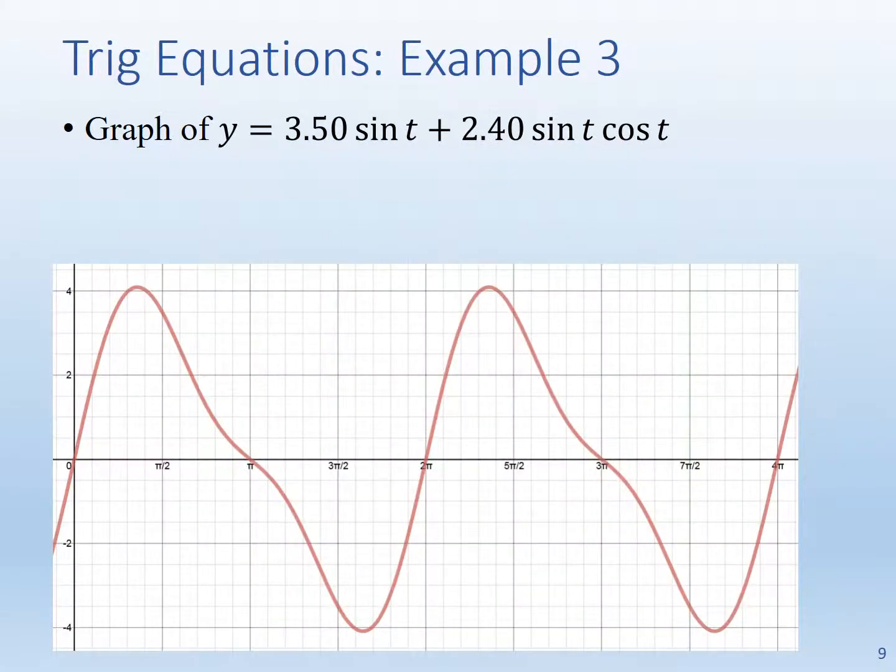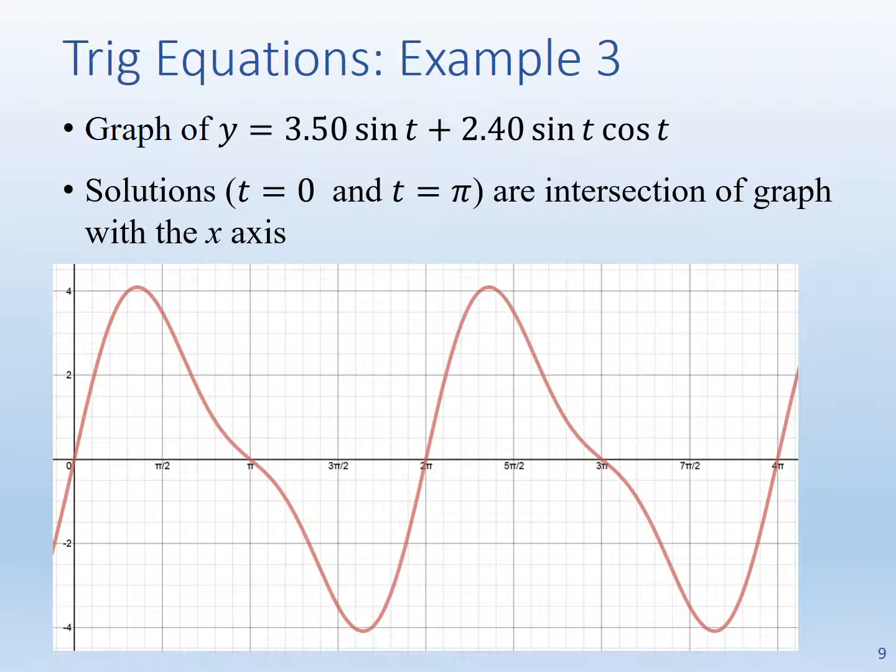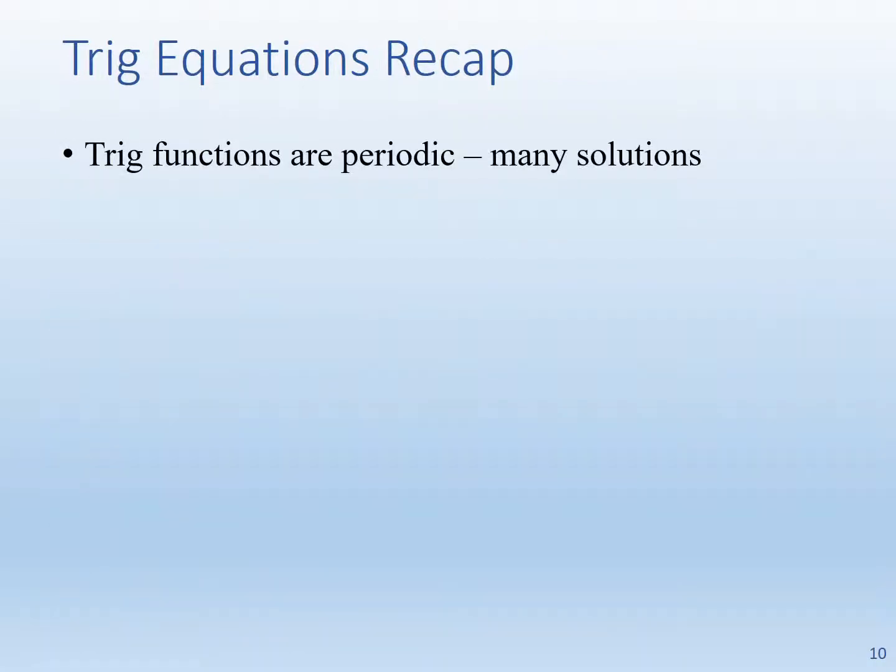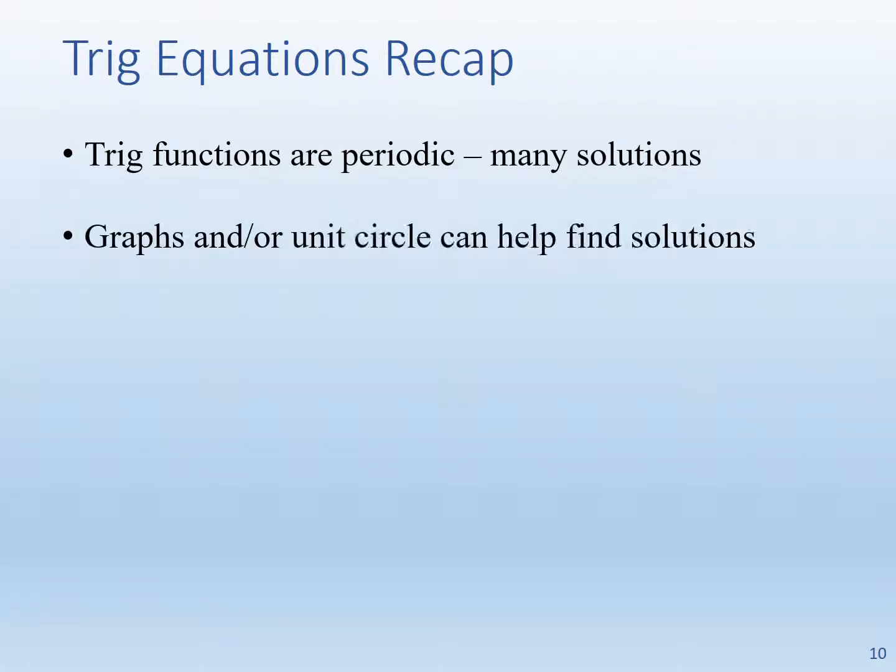The graph of the function is shown there, which you can get on a graphing device. And we can see that the two solutions there are the two x-intercepts. We've seen the trig functions are periodic, so the trig equations will have many solutions, not just one. And to find the solutions, we can use the graphs of the trig functions or the unit circle to help us locate all the solutions.